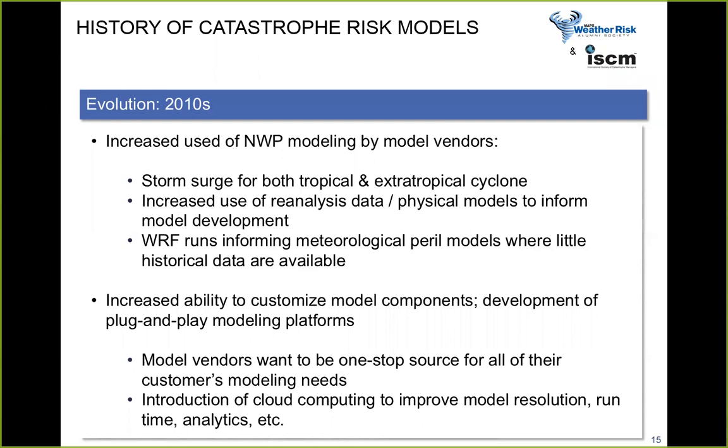Also, the customizability of these models has continued as well, and we even now have the development of open source plug-and-play modeling platforms. So there's a lot of modelers with all these options that want to be your one-stop source. They don't want you to buy multiple models to understand your risk. They want to be your one-stop source for all your needs. And now also with the amount of data that is being introduced, these models are moving to the cloud to improve the model run capability, resolution, analytics, and so on.